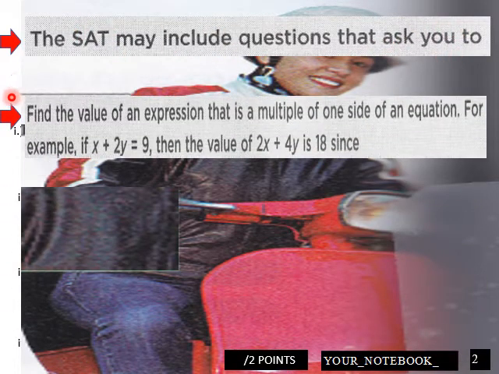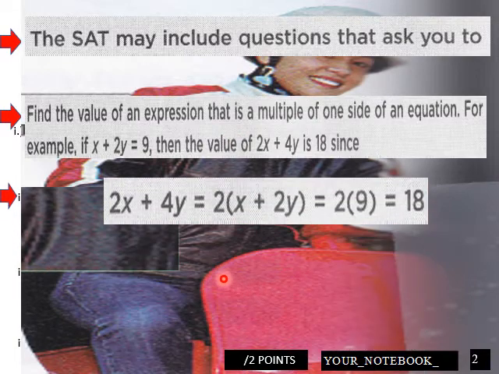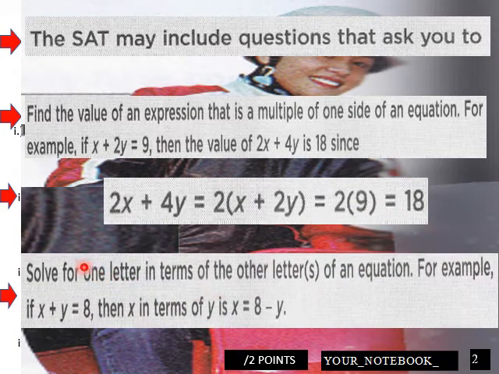The SAT may include questions that ask you to find the value of an expression that is a multiple of one side of an equation. For example, we have these two equations here, and 2x plus y, so we can factor out a 2, and then 2 times 9 equals 18. You can also solve for one letter in terms of the other letters in an equation. For example, here we can solve for x equals 8 minus y.